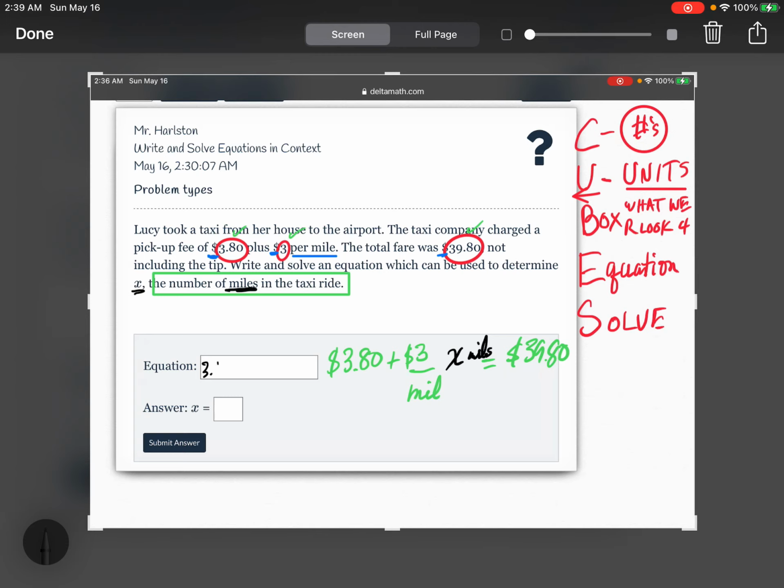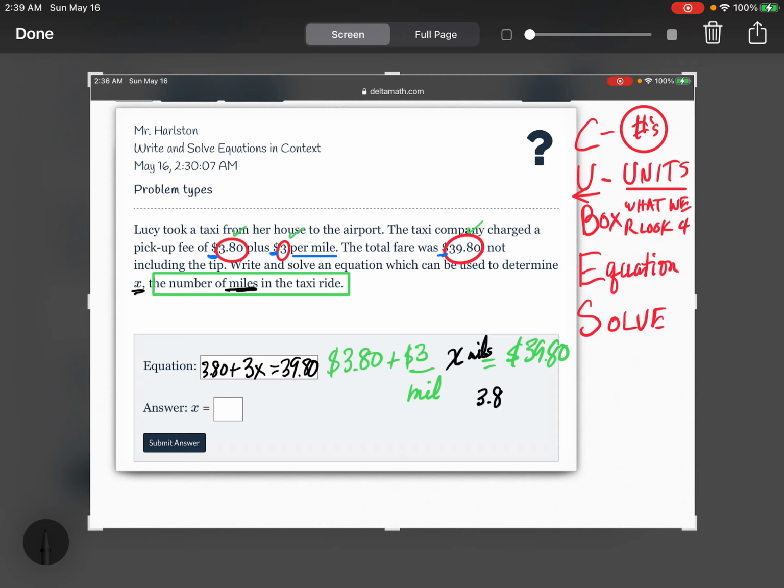Now we don't put the units in there, but the units are what help us determine how the numbers go together. That's the equation that we would have. Now, once we get the equation, we've got to solve it. So I'm going to try to do that down here.